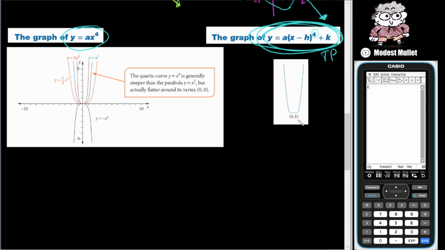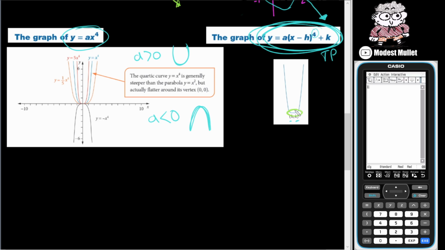The same principles apply as turning point, that if A is greater than 0, it is a U shape, and if A is less than 0, well then it's an inverted U shape or an N shape. From there, H tells us the x coordinate of the turning point, and K tells us the y coordinate of the turning point. The thing to notice, and you might notice looking at this picture, it's not just poor pixels, is a quartic has a much flatter bottom than a quadratic.